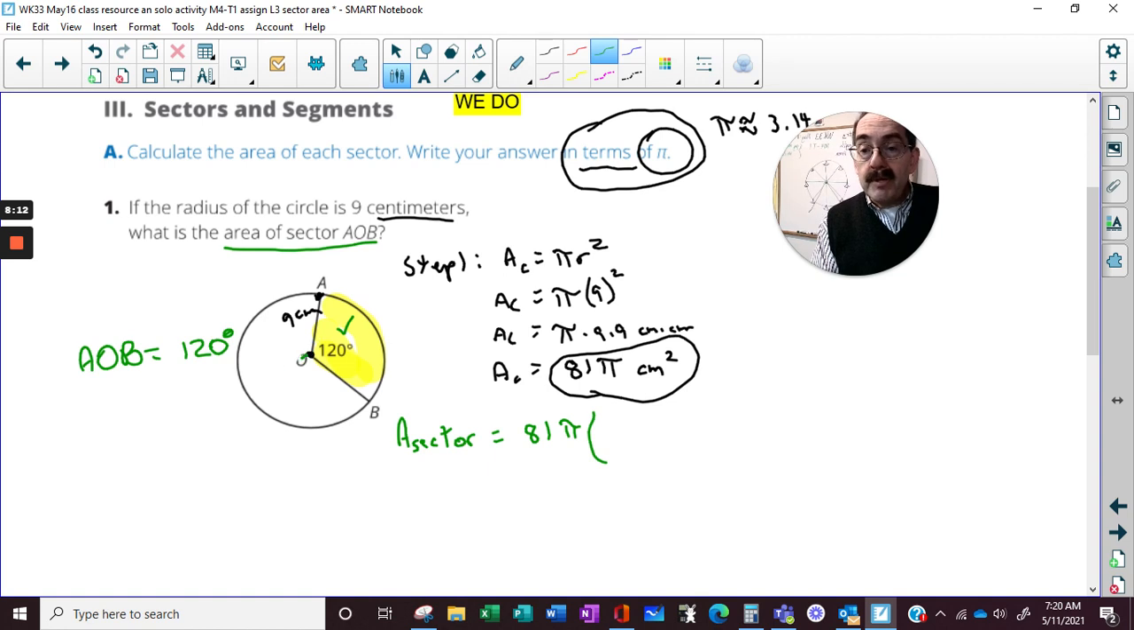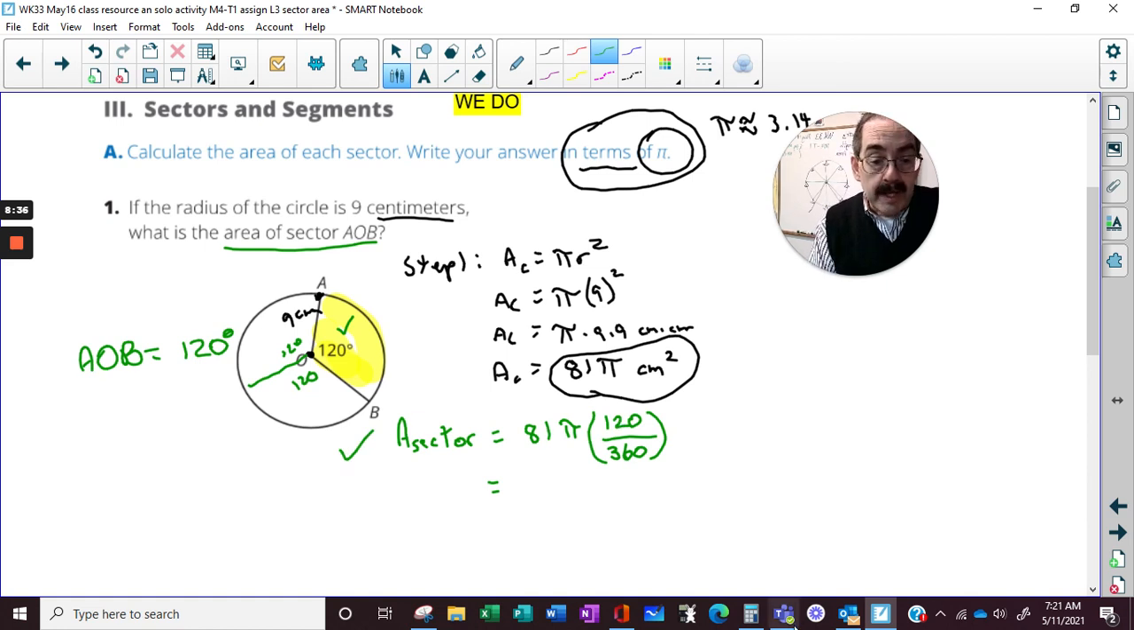Now, you probably know 120, 120, 120. It's a third, right? There are 3 of those pieces. 120 over the whole circle gives us the percent of the whole. 120 of 360, it's a third. Now, there are lots of ways to go from here. This is a correct answer.